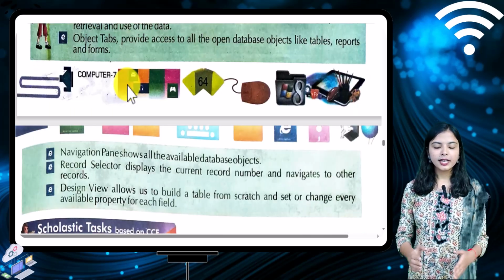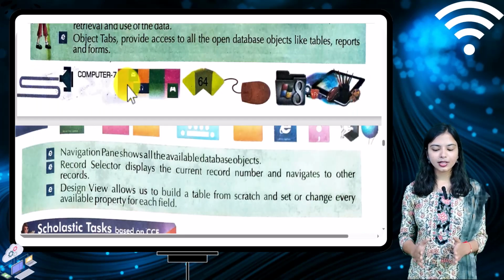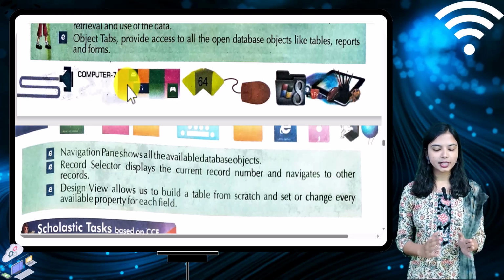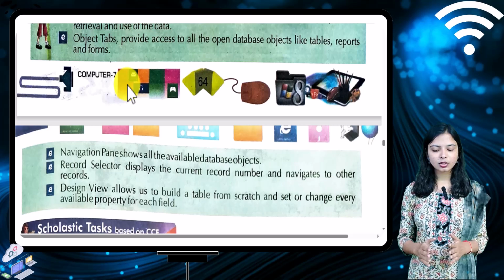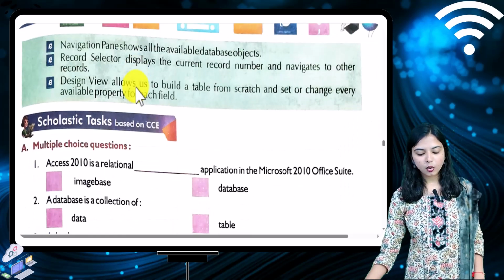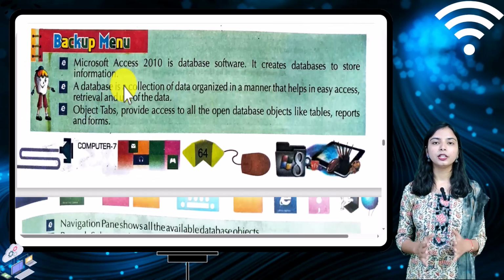Okay, students. Next point is navigation pane shows all the available database objects. Record selector displays the current record number and navigates to other records. Design view allows us to build a table from scratch and set or change every available property for each field. Okay, students, so these are the backup points of this chapter.